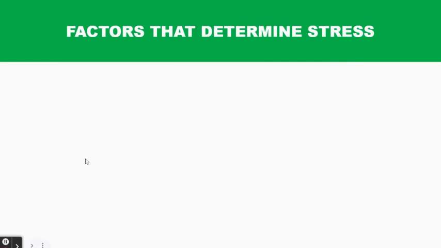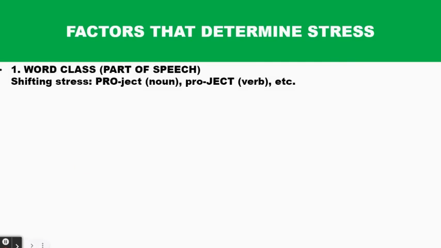Now let's look at factors that determine stress. It's important you understand the factors that determine stress. Number one, word class or part of speech. And this is obvious in shifting stress. As I earlier mentioned, project as a noun, project as a verb. So the word class determines where we place stress. So one of the determining factors when we want to place stress on a word is the word class. You know, the stress pattern for a noun is different from the stress pattern for a verb. For example, when we use the same word as a noun and use it also as a verb, it means we place stress on the first syllable when we use the word as a noun, and we place stress on the second syllable when we use the word as a verb.